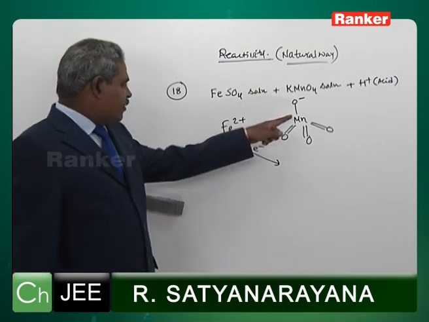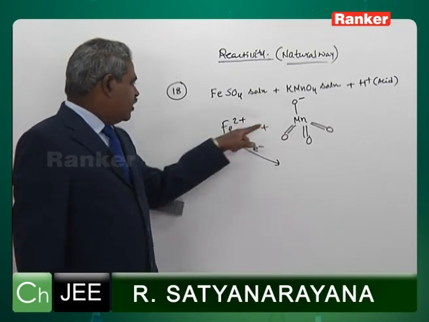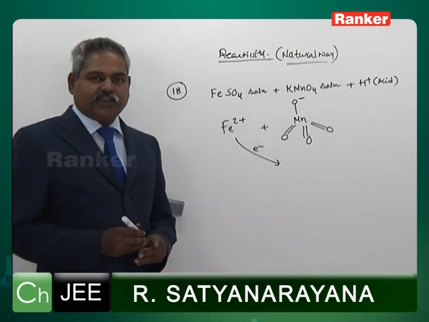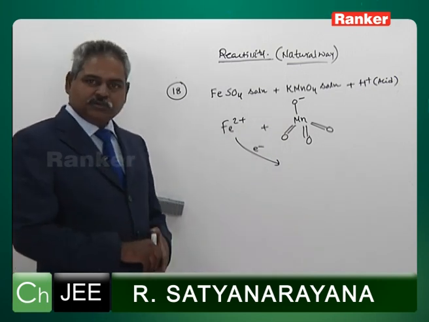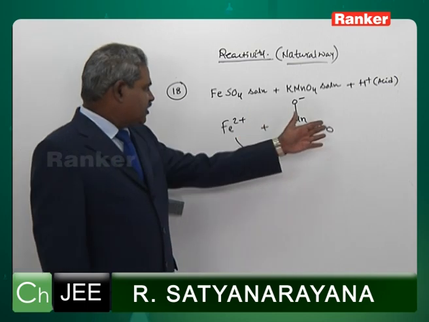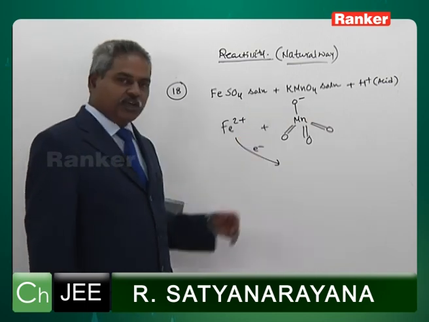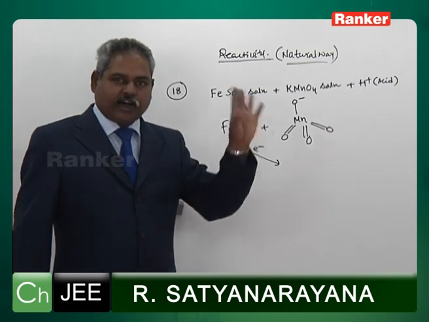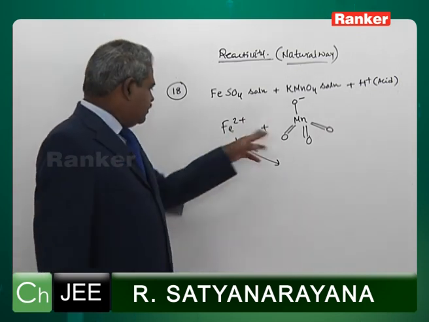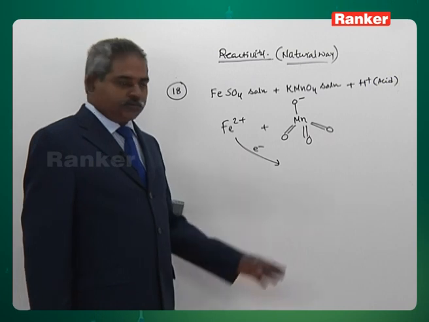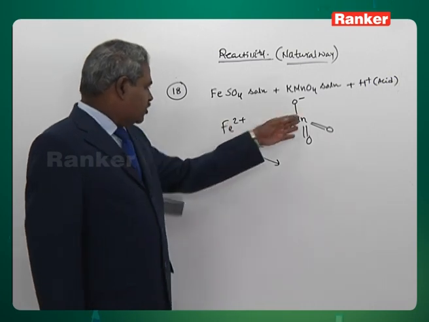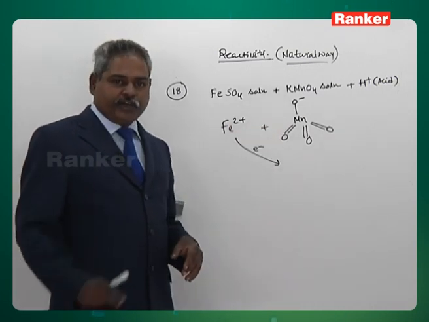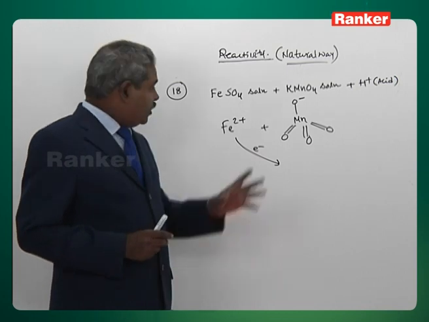Ferrous says, permanganate, manganese, you want electrons? Manganese says, me electrons? I am giving electrons to 7. I am giving 7 electrons to these oxygens. I am giving electrons myself. Who are you to give me electrons? Get lost. Oxygen, do you want electrons? Oxygen says, are you mad? Manganese is already giving me electrons. Why should I take electrons from you? So nothing will happen.